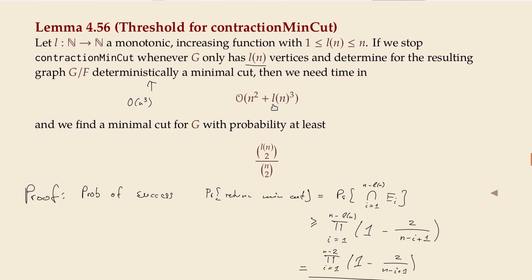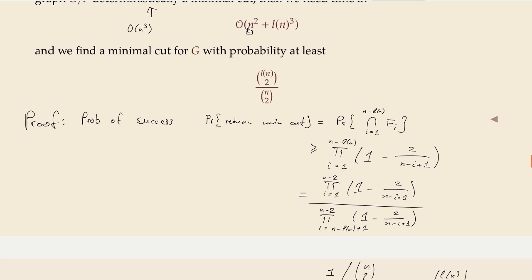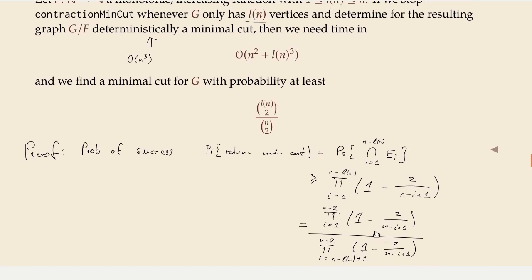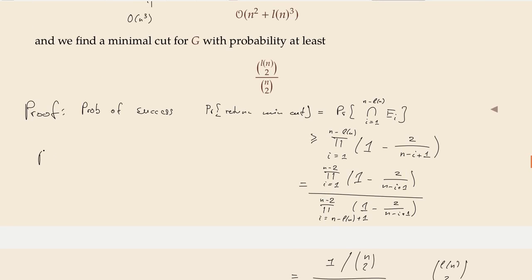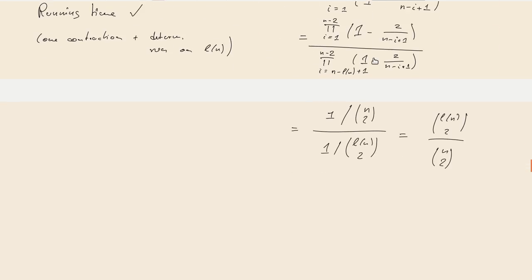For the running time, we note that this is just the probability to run this deterministic algorithm, and that's an upper bound for the running time of the complete contraction algorithm. As you show in the exercises, there's an implementation that achieves this O of n squared. So let me just add here that the running time is trivial: one contraction plus one deterministic run, but now just on a graph with L of n nodes. So that completes the proof.